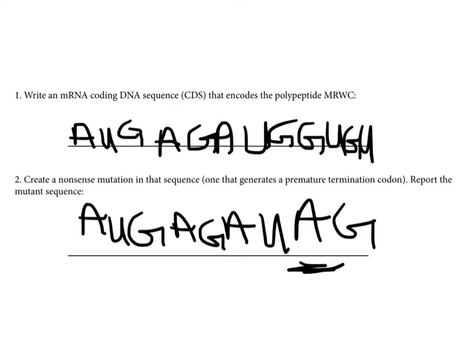Is this the only way to create a stop codon starting with the original CDS there? What's something else we could do to that top sequence that would create a premature termination codon, aside from this mutation? An A to U in the second codon. An A to U, so let's see, second codon, this first A. So you could create A to U, that would create a UGA, which is a stop codon.